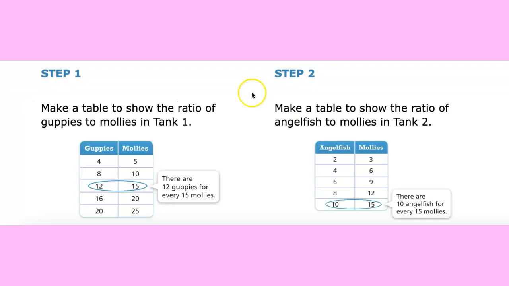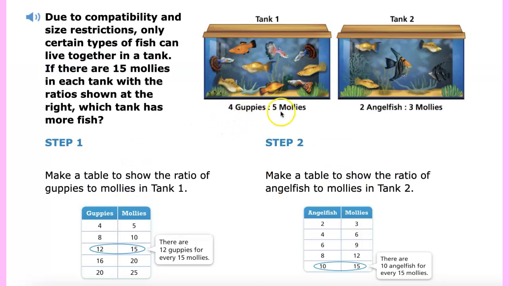Go ahead. To solve this problem, make a table for tank 1. You know that it's 4 to 5, right? Let's go back to the picture for a second. Here it's 4 and 5. Then you create a ratio table, or a table of values. 4 times 2 becomes 8, 5 times 2 is 10. Our target is to have 15 mollies. So here there are 12 guppies. So the total in here, you're going to have 27 fish in the tank.